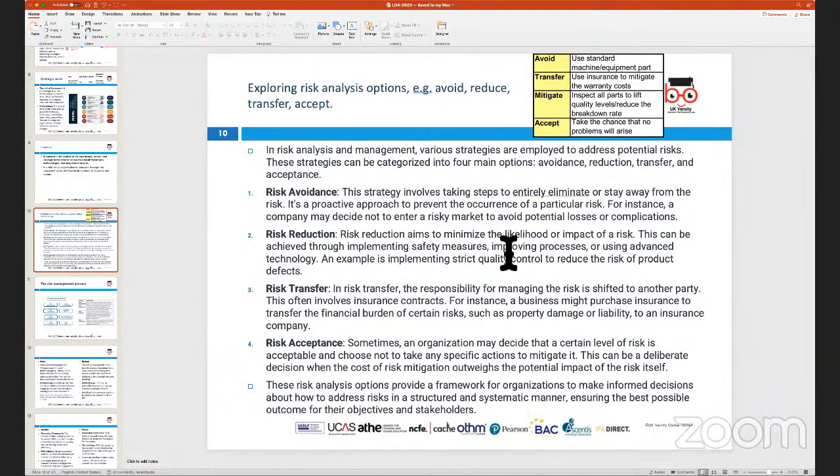Then we look at risk acceptance. Sometimes organizations will have to accept that there are risks involved in what they do as operations. And in this case, they have to keep aside costs which are required to basically manage these risks.